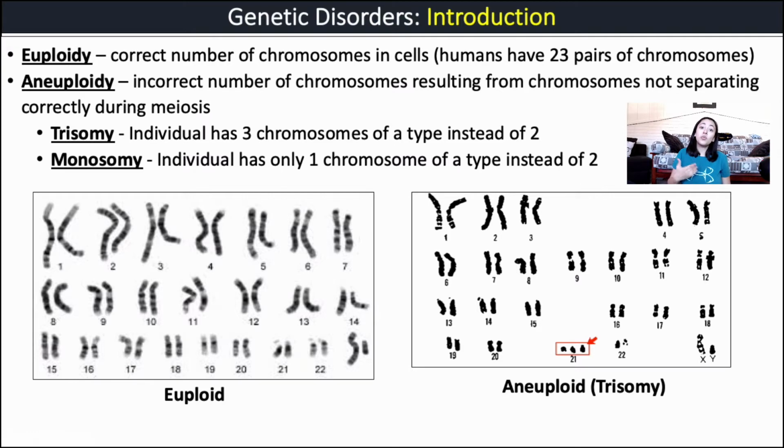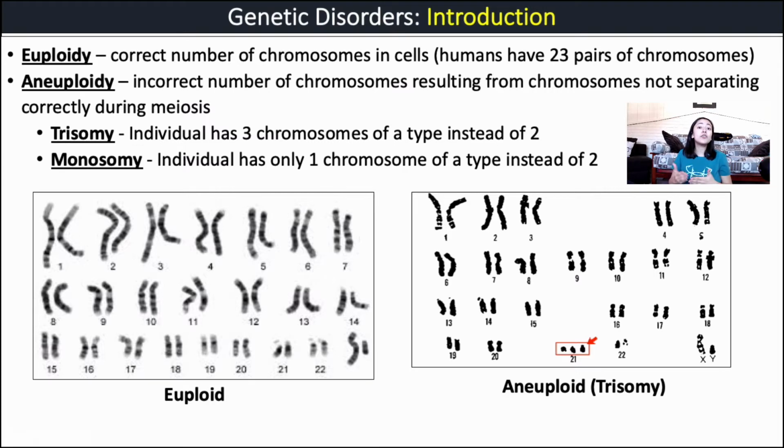For humans, we have 23 pairs of chromosomes, or in other words, 46 total chromosomes normally within our cells. You get 23 chromosomes from one parent, and you get 23 chromosomes from the other parent to make 46 chromosomes in each cell of your body.